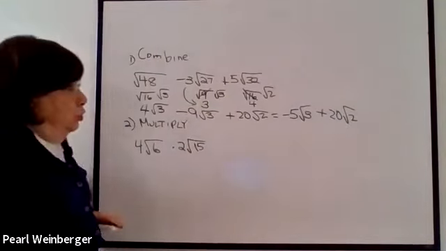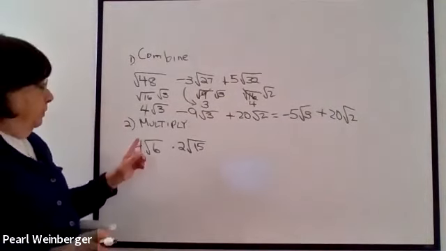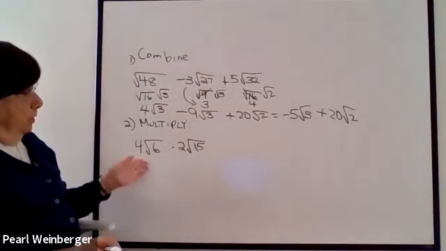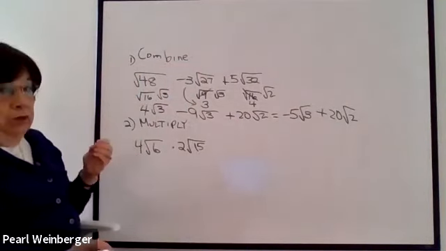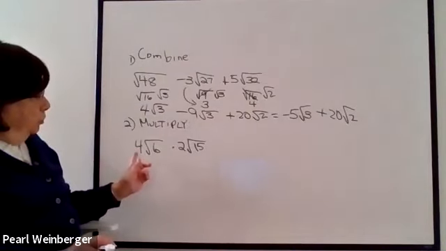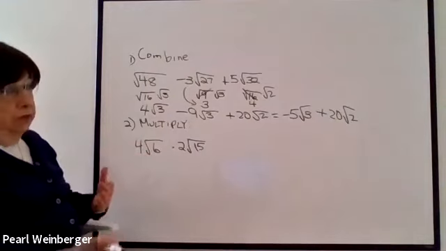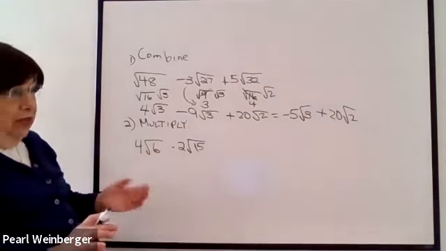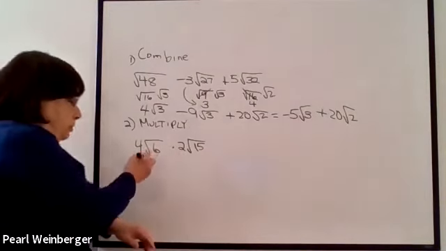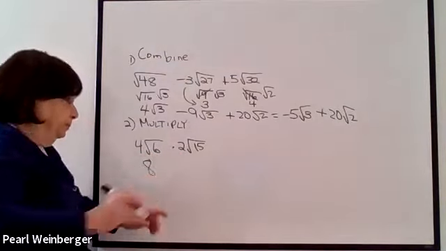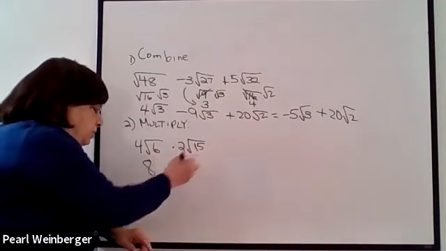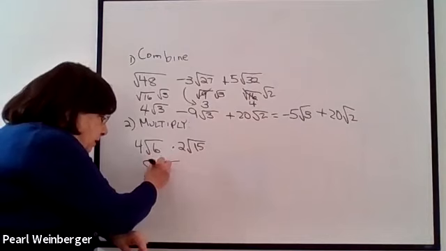Okay, so let's look at the second question. The second question, this was in adding and subtracting, this is multiplying. And when we multiply radicals, we have to remember that you don't have to have the same number inside the radical, but what you have to do is multiply the numbers outside together. 4 times 2 is 8. And the numbers inside together. The 6 times the 15 happens to be 90.